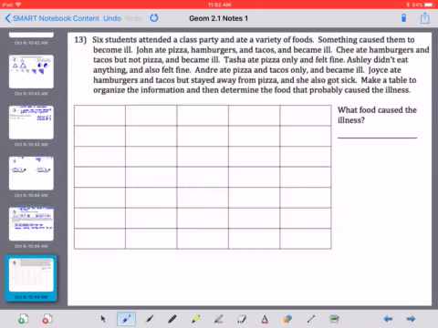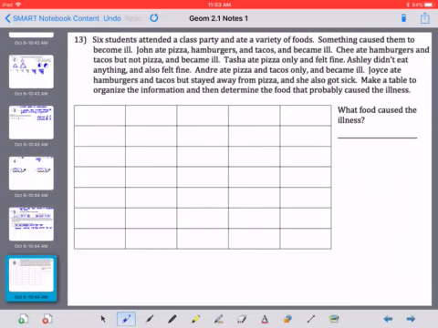All right, our last example for today says that 6 students attend a class party and ate a variety of foods. Something caused them to become ill. John ate pizza, hamburgers, and tacos and became ill. Chi ate hamburgers and tacos but not pizza and became ill. Tasha ate pizza only and felt fine. Ashley didn't eat anything and also felt fine. Andre ate pizza and tacos only and became ill. Joyce ate hamburgers and tacos but stayed away from pizza, and she also got sick. Make a table to organize the information and then determine the food that probably caused the illness.